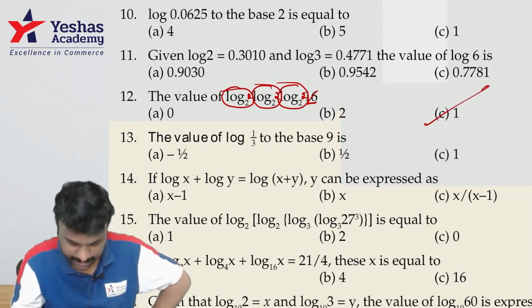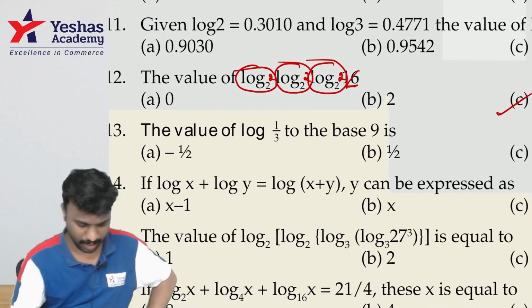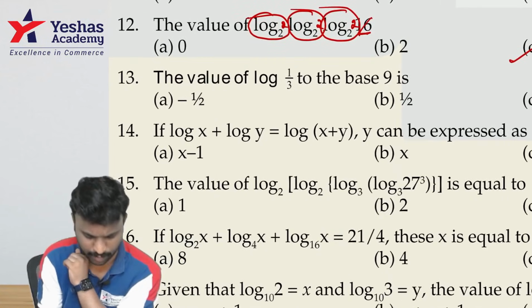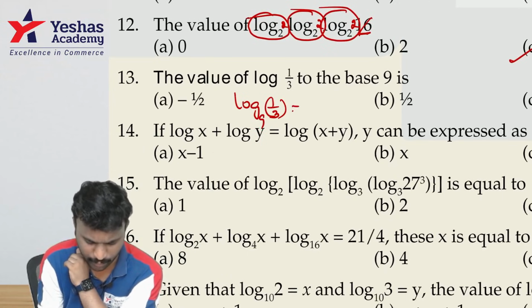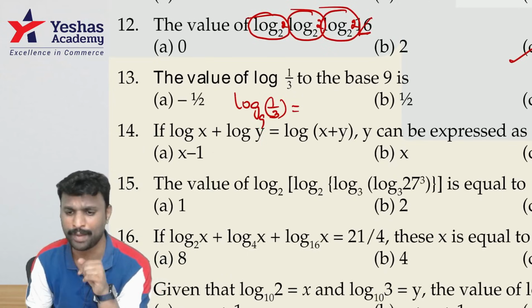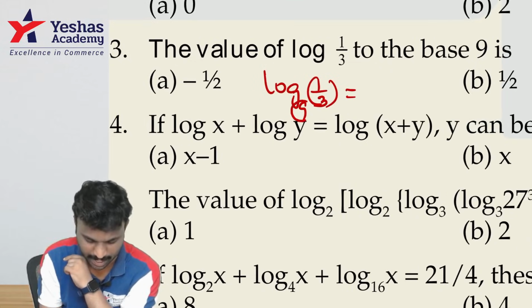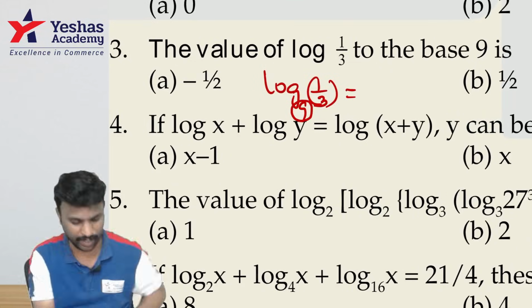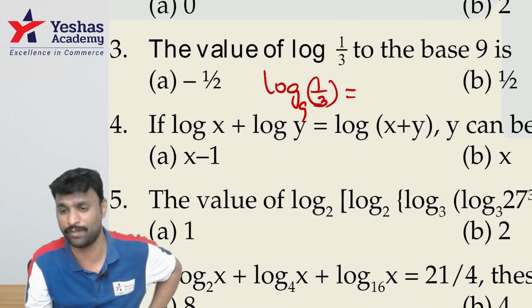So option C is the right answer. Is that clear, everybody? Moving on to the next question: the value of log 1/3 to the base 9. Guys, how do I find this? Can I write log 1/3? If I raise the power of 9, I will not get 1/3, I'll get only more than 9. Therefore, we will apply the property of logarithm.